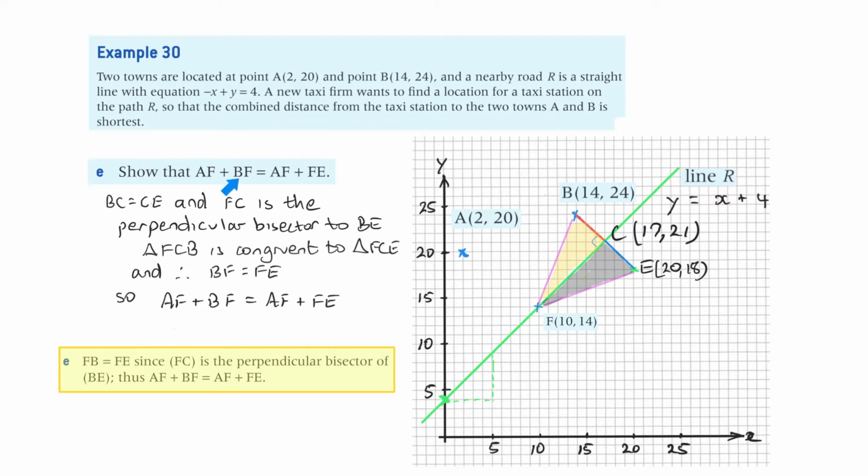E, show that AF plus BF equals AF plus FE. Well, that's AF and that's AF. So for that to be true, BF must equal FE. Now we know that BC equals CE. We know that. And FC is the perpendicular bisector to BE. We know that that line there is a perpendicular bisector, so we know that they're equal on either side, right?